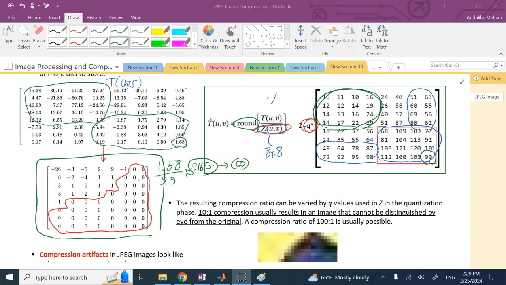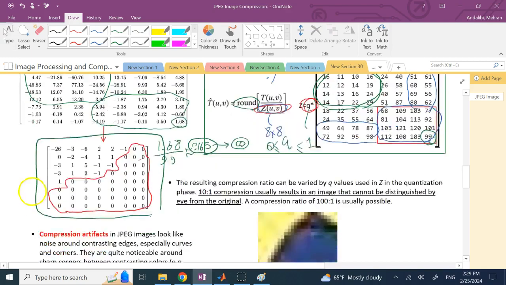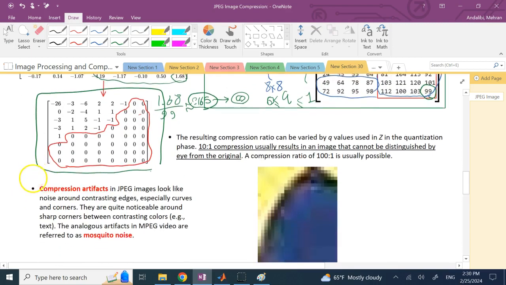That doesn't make sense, because this Q is affecting Z, and Z is the denominator. So bigger Q or bigger quality means bigger Z means smaller values or more zeros. The thing is, this Q here is between 0 and 1. Okay, this Q is between 0 and 1 here, not 0 to 100%. It's less than 1. Okay, so that's the reason the smaller Q is basically translating into more zeros.